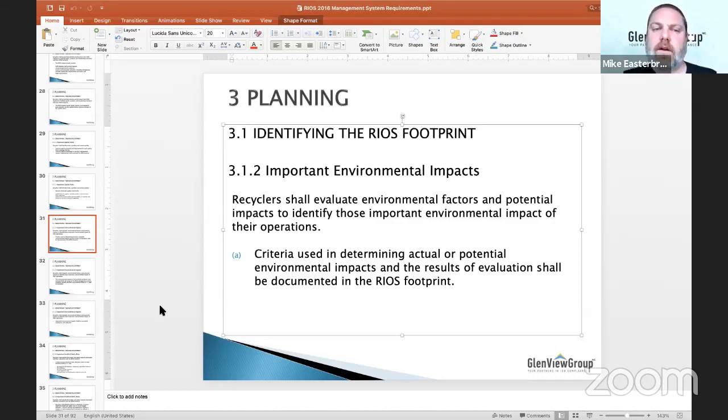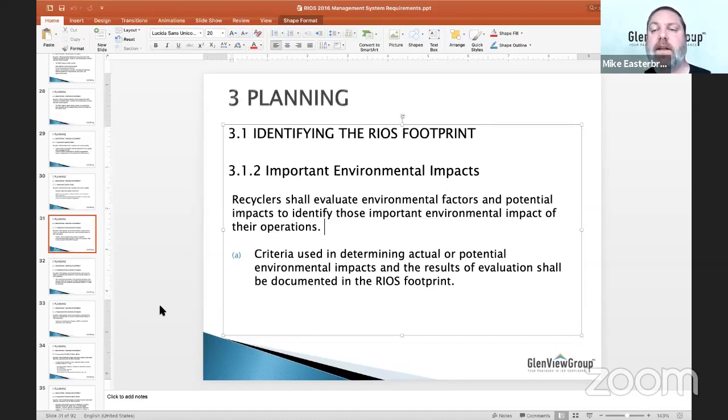Okay, so the first part, recyclers shall evaluate environmental factors and potential impacts to identify those important environmental impacts of their operation. So the first thing here is, what are environmental factors? One of the things that we always look at is what are things that can cause impacts to land, air, or water, or are a use of resources like gas, electricity, water, material, those things like that.